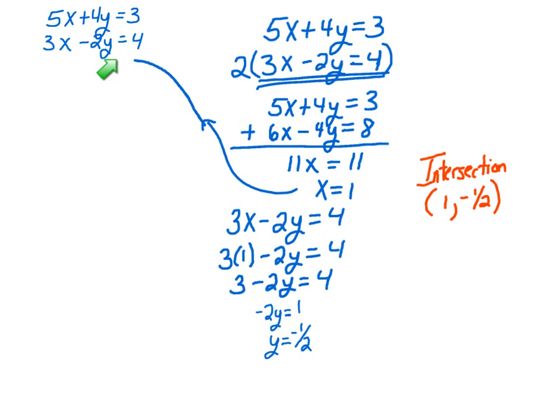Then we need to substitute back into one of the two equations. When we substitute back into the bottom equation, we get 3 times 1 minus 2y equals 4, and solve that, and we get y equals negative 1/2. So the intersection point is at x equals 1, y equals negative 1/2. Please pause the video and copy this into your notes.